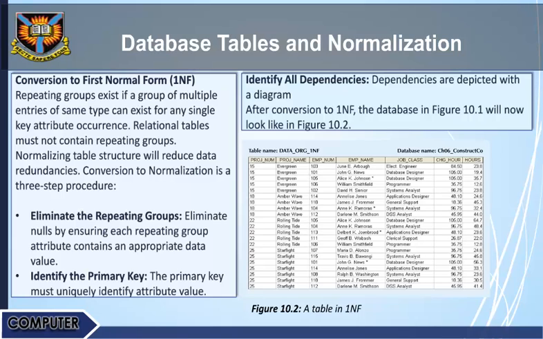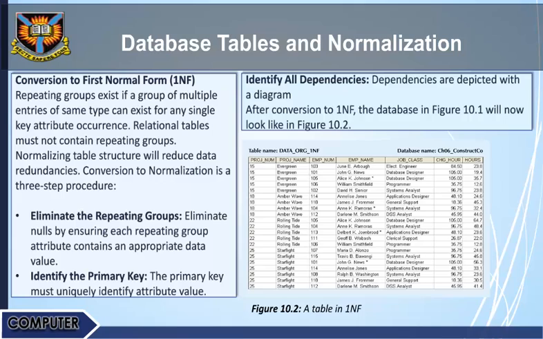Repeating groups exist if a group of multiple entries of the same type can exist for any single key attribute occurrence. Relational tables must not contain repeating groups. Normalizing table structure will reduce data redundancies. Conversion to normalization is a three-step procedure.